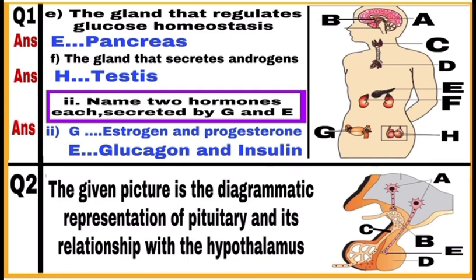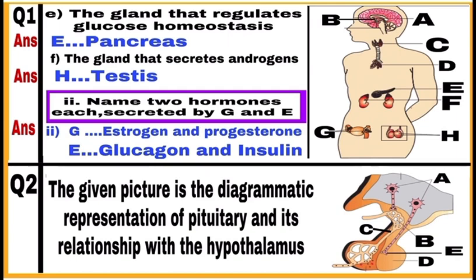Now, part 2 of question number 1. Name two hormones each secreted by G and E. G are ovaries in females which secrete estrogen and progesterone hormones. E is pancreas which secretes glucagon and insulin hormones. They regulate glucose level in the blood.